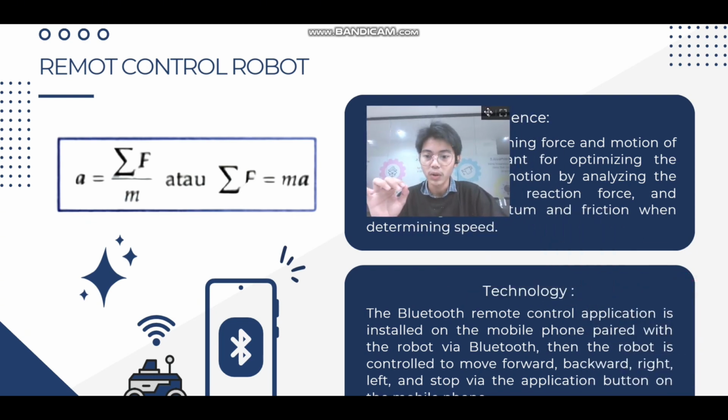The Bluetooth remote control application is installed on the mobile phone, paired with the robot via Bluetooth. Then the robot is controlled to move forward, right, left, and stop via the application buttons on the mobile phone.